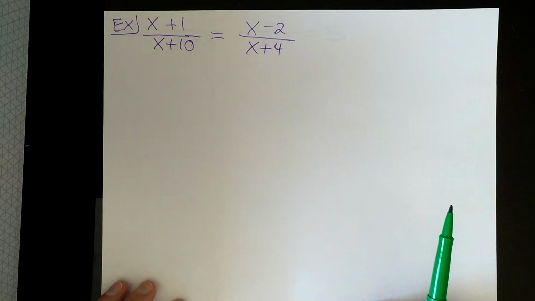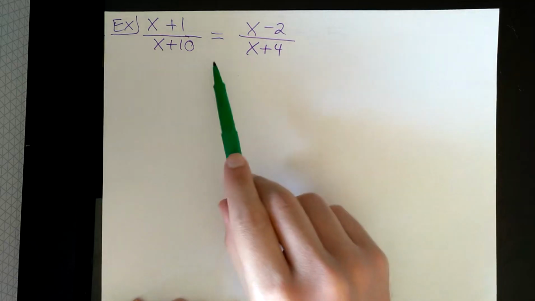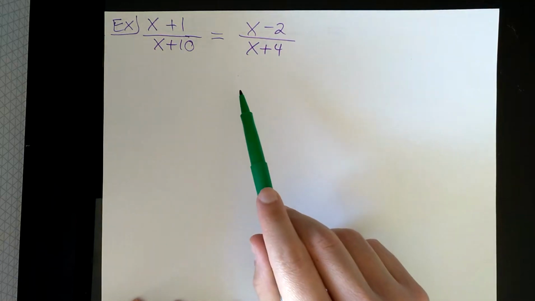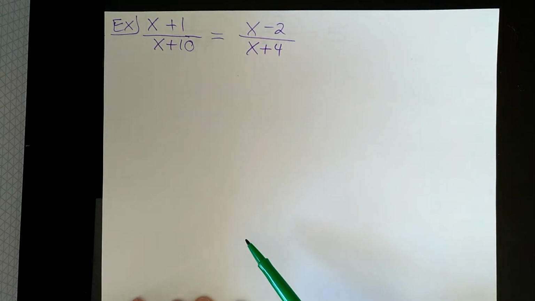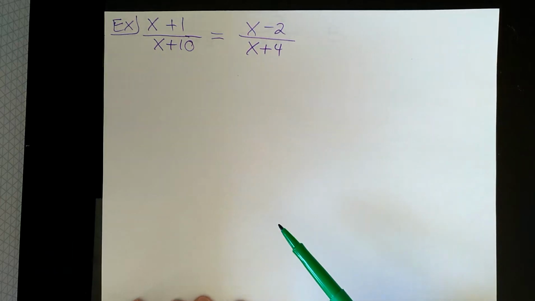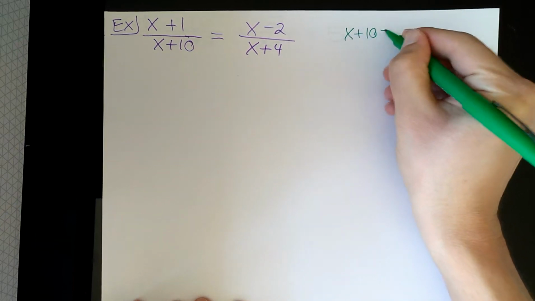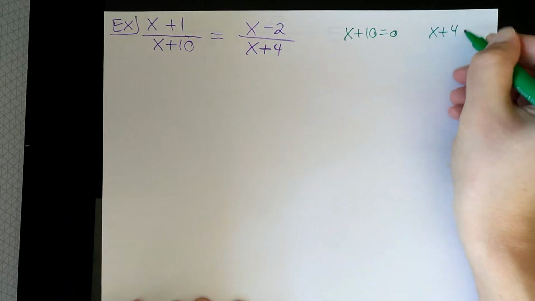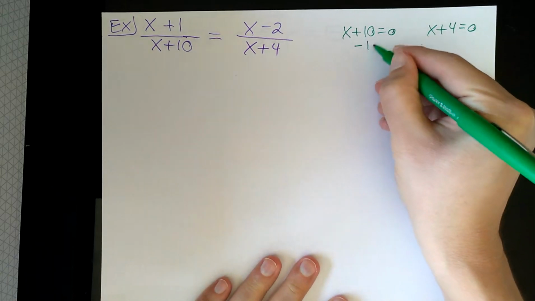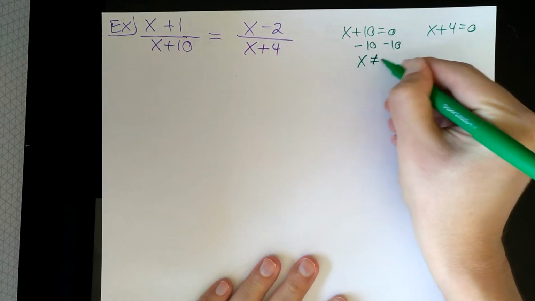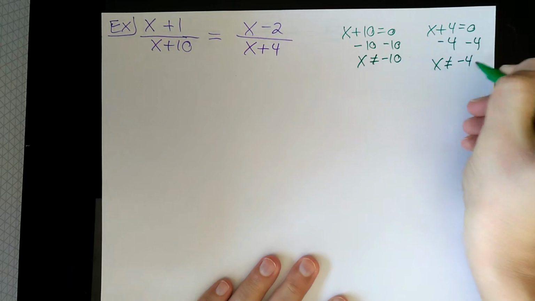Moving on to this next problem. We'll try this one together, and then I'll have you all try the next one. This next problem is very similar, but it shows us another method that we can sometimes use with these problems. Just like before, the first thing that we want to do here is set each denominator equal to 0. So we need to set x plus 10 equal to 0 and x plus 4 equal to 0 to find any values that need to be rejected. So we'll subtract 10 from each side to get x cannot equal negative 10. We'll subtract 4 from each side to get x cannot equal negative 4.